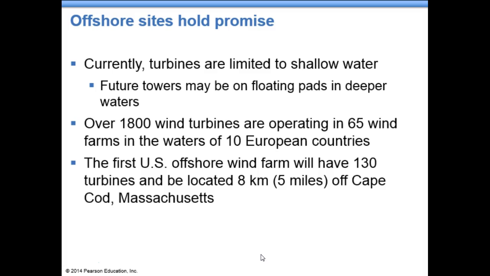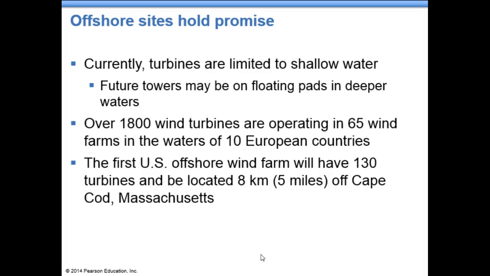Denmark actually erected the first offshore wind farm in 1991. Germany did raise its feed-in tariff rate for offshore wind from 9 cents to 15 cents per kilowatt hour, and that happened in 2009. So many projects began construction, and several are operating. By 2013, we saw over 18,000 wind turbines operating in 65 wind farms in waters of 10 European countries.